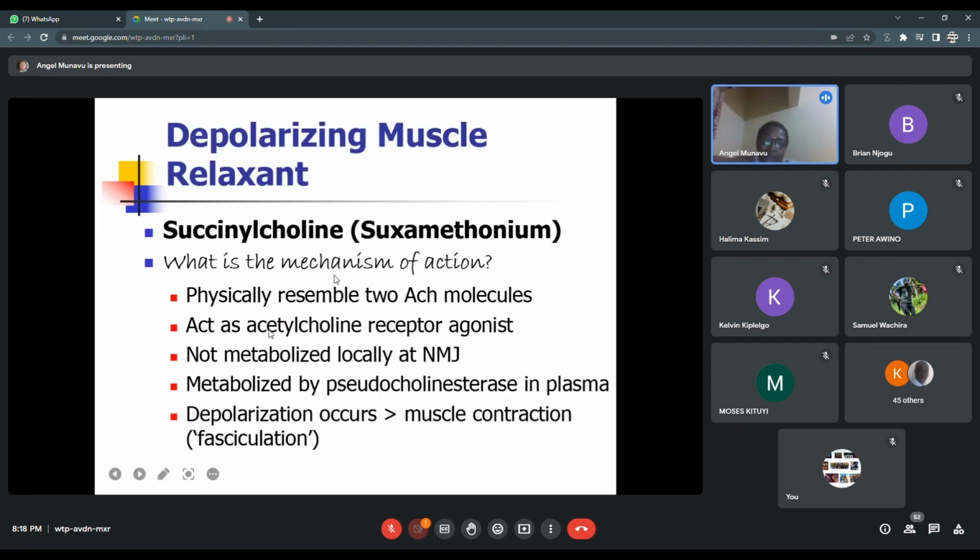Because we say that initially it works like acetylcholine. So it means you're going to get a depolarization. The sodium ion channels will open, sodium will move into the cell. An action potential will be generated, and threshold will be reached.